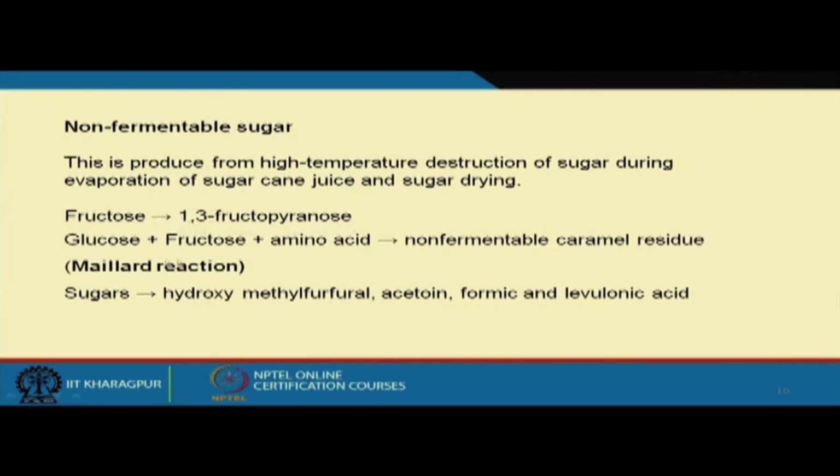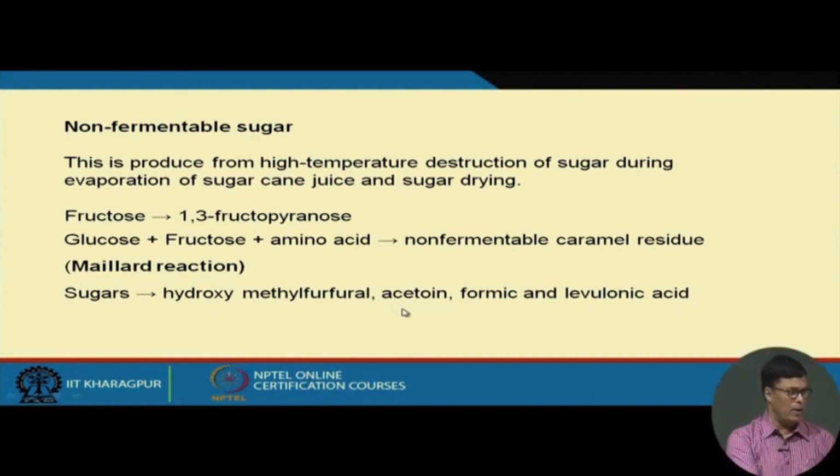We get these products: glucose, fructose, amino acids. They form the non-fermentable caramel residue. These are the Maillard reactions, so this is also not fermentable. Then we know pyrolysis: when sugar undergoes pyrolysis, it produces hydroxymethyl furfural, acetone, formic acid, and levulinic acid. These cannot produce ethanol. So this non-fermentable sugar is also present in the media to some extent.